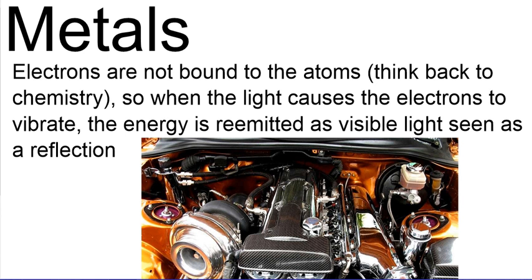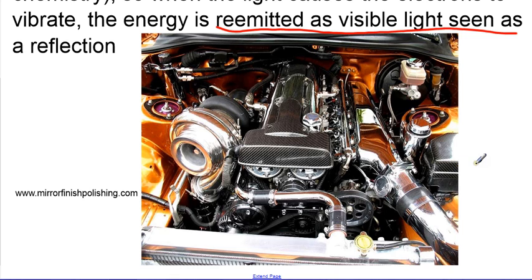Now, for metals, the electrons are not bound to the atoms. So if you think back to chemistry, this is the electron sea model. Now, when light causes the electrons to vibrate, the energy is actually re-emitted as visible light, seen as a reflection. So when you highly polish a piece of metal, or when you have that coating of metal on a mirror, that's what's happening. The photon hits the electron, which then re-emits that photon, which we perceive as a reflection.